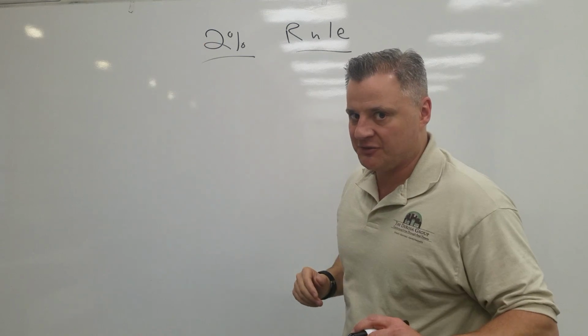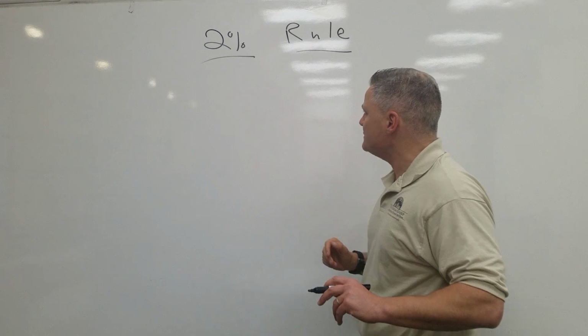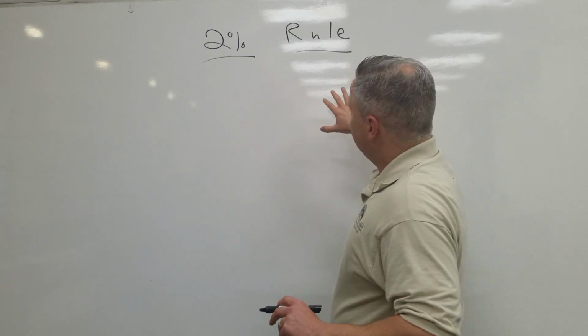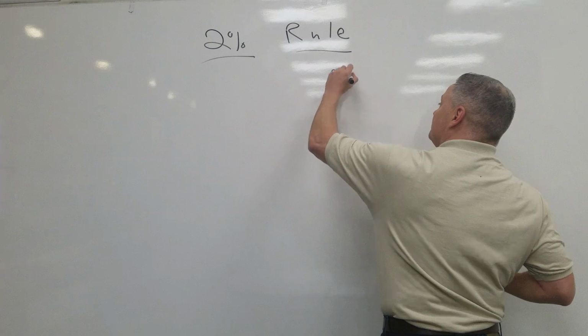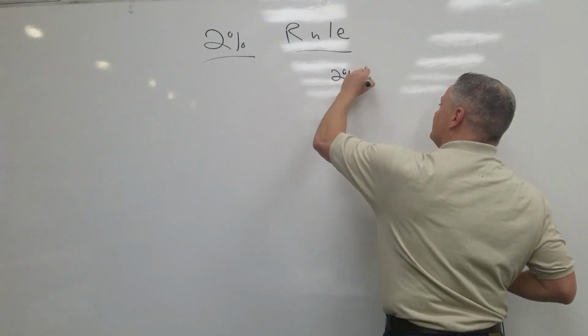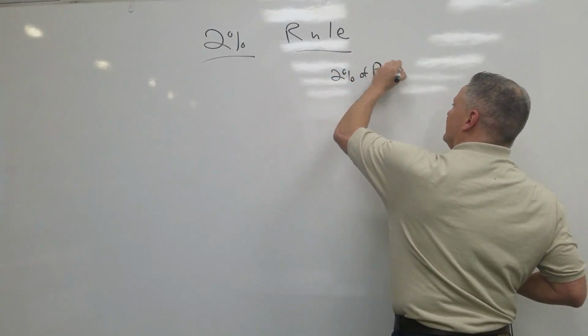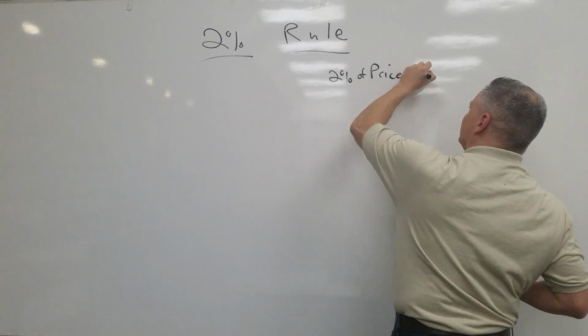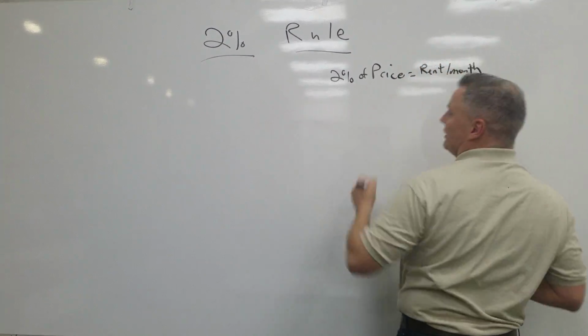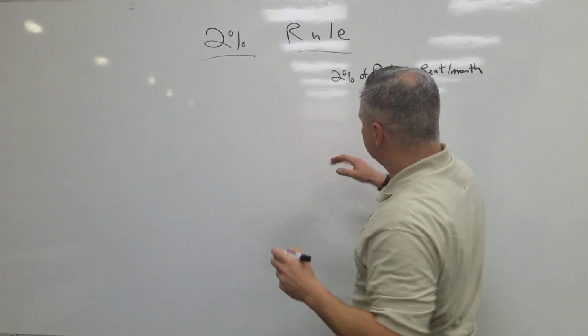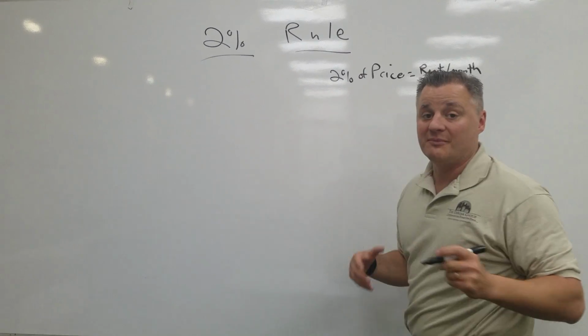So here's how the 2% rule breaks down. The 2% rule says that if I buy an investment property, I should be getting back 2% of my price in rent per month, okay? So we'll talk through a quick example. What that means, 2% of my price should be coming back in rent per month.